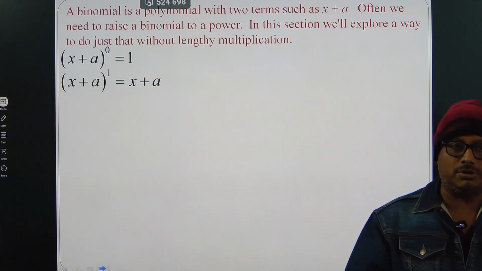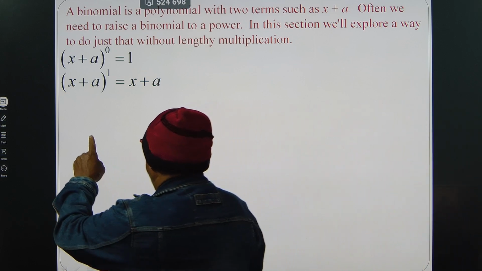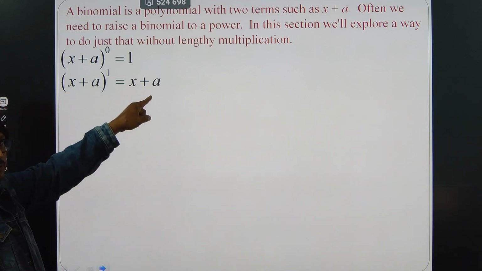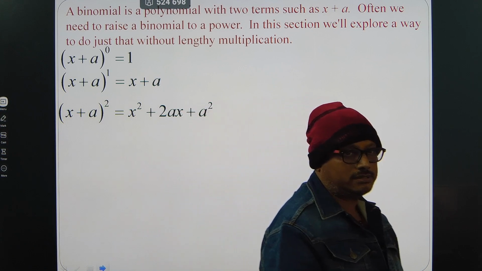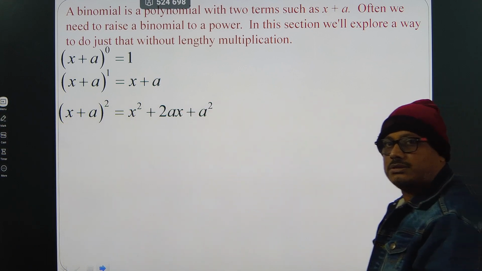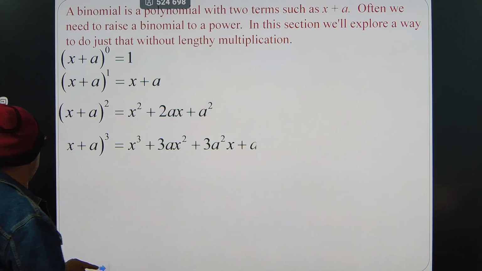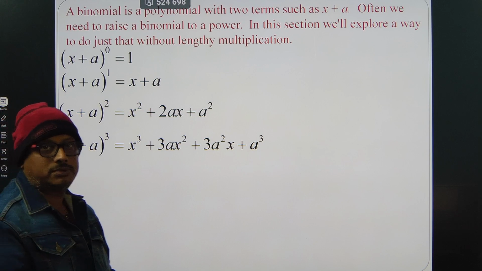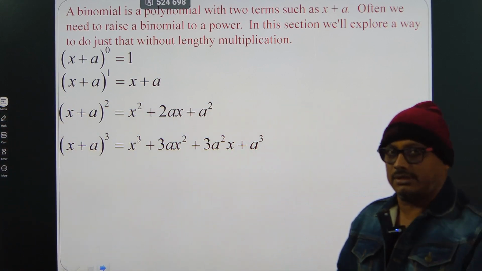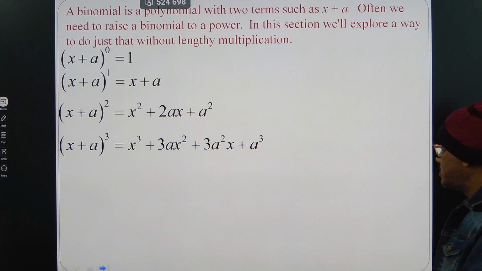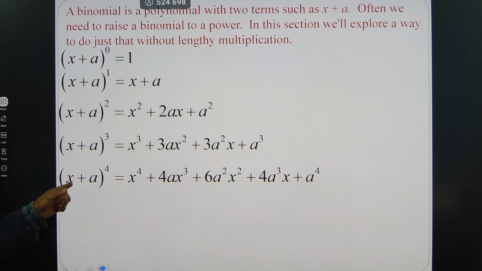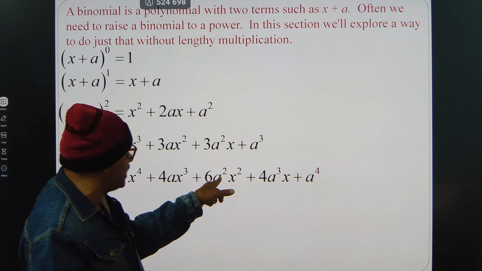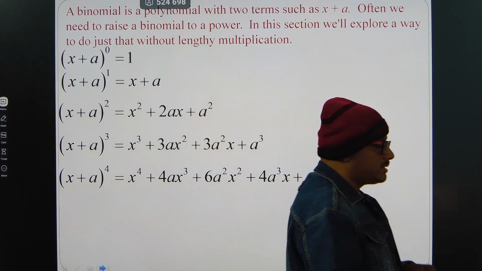Anything to the power 0 equals to 1. X plus a to the power 1 equals to x plus a. X plus a to the power 2 equals to x square plus 2ax plus a square. Similarly, x plus a whole cube equals to x cube plus 3x square a plus 3a square x plus a cube. In this way, we can have x plus a to the power 4 equals to x to the power 4 plus 4ax cube plus 6a square x square plus 4a cube x plus a fourth.